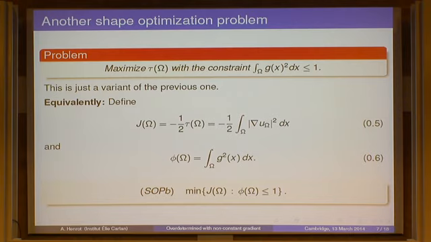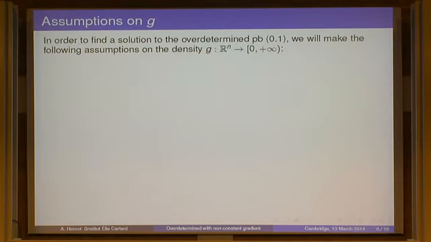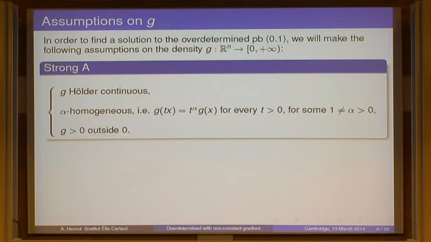Okay, so I want to solve this problem. What are the assumptions I am going to consider on my density J? Finally, I replace the Saint-Venant problem by a new problem with a density. Let me explain what are the assumptions I put on my density. I will consider two kinds of assumptions, the strong ones.